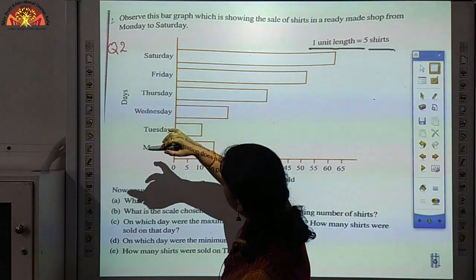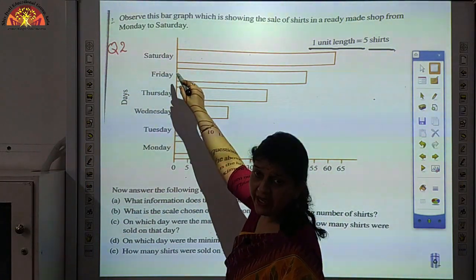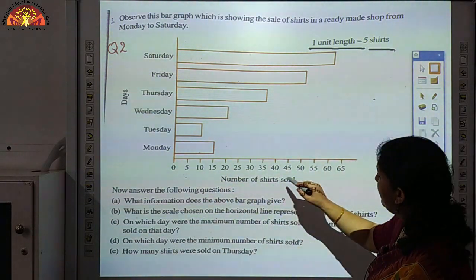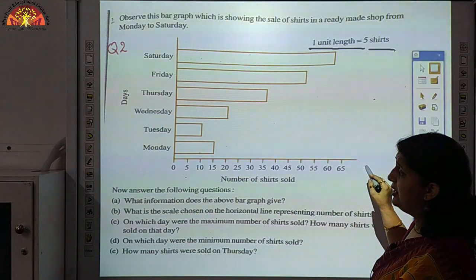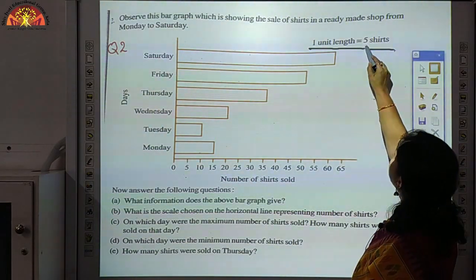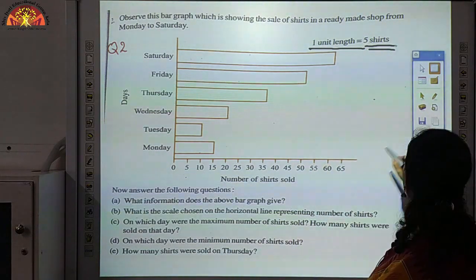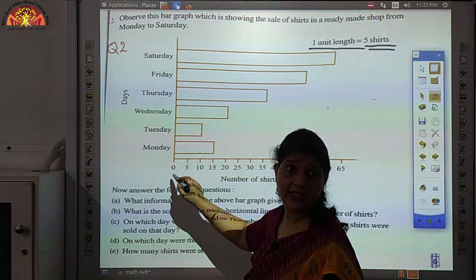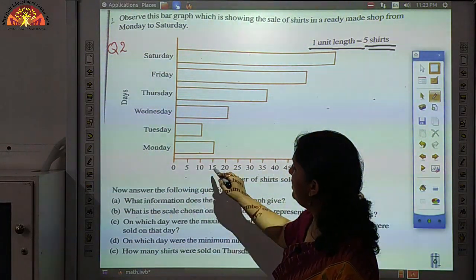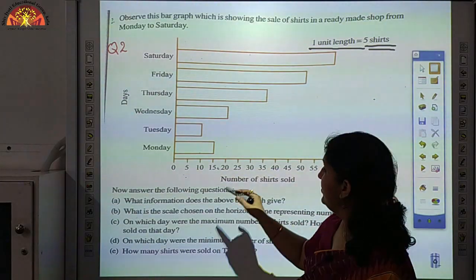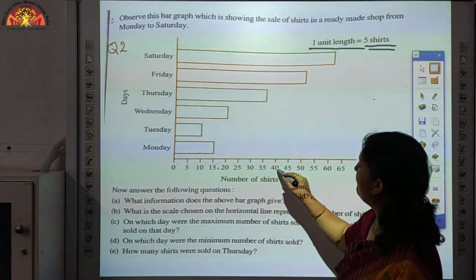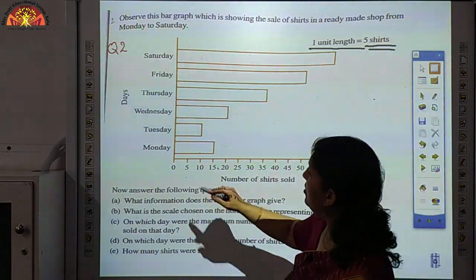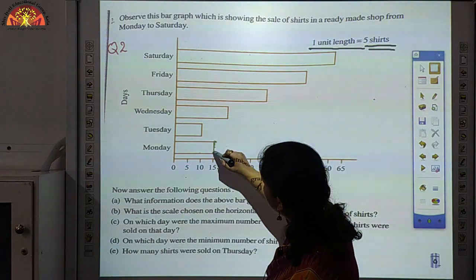In this, number of days are mentioned on the y axis and number of shirts sold is mentioned on x axis. Understood? And scale is 5 shirts is equals to 1 unit length. So first on the origin we write here 0, then 5, then 10, 15, 5 का गैप आएगा, 20, 25, 30, 35, 40, 45, 50, 55, 60, 65. Understood?